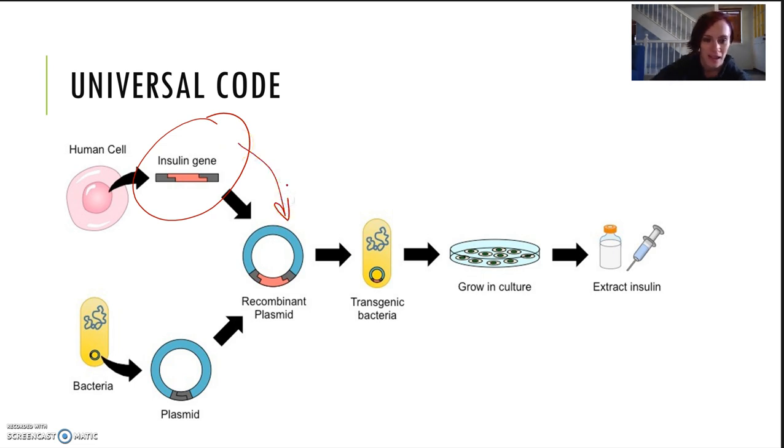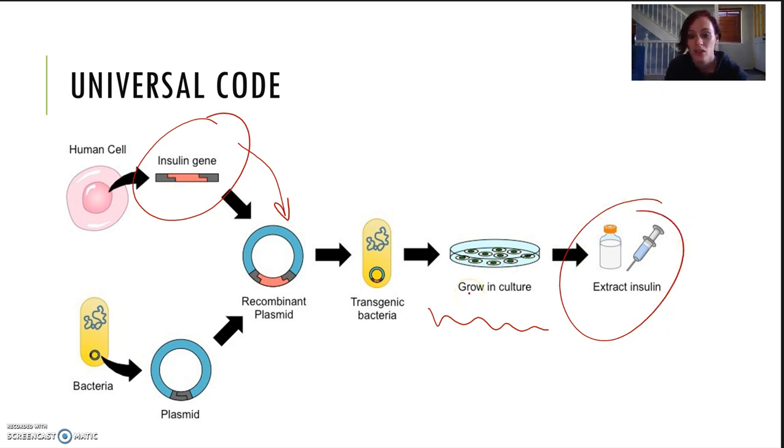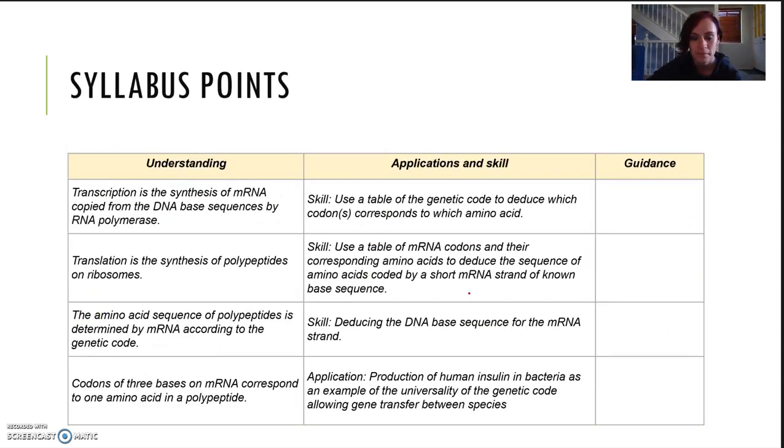Once it's inside that bacteria, the bacteria just does what it does, which is continue to make proteins, and it just keeps making the insulin protein for us. So we grow those bacteria up, they create the protein, and we can extract it all off and use it for our own gain. So here are our dot points. Remember, it's only half of topic 2.7, and it is lumped in with replication, but still a very complex process.